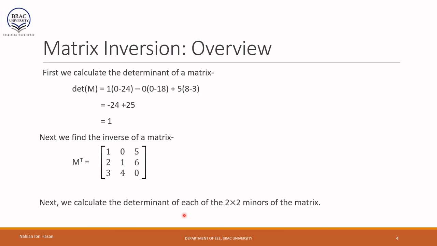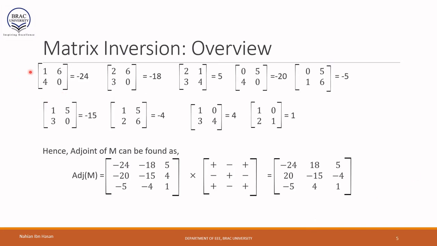Next, we calculate the determinant of each of the 2 by 2 minors of this matrix. So what are the 2 by 2 minors? We consider each minor, which is a 2 times 2 matrix, and we calculate the determinant of each of those. For example, the first minor, that means 1, 4, 6, 0. The determinant of this is minus 24. Similarly, we calculate the determinant value of all of these minors.